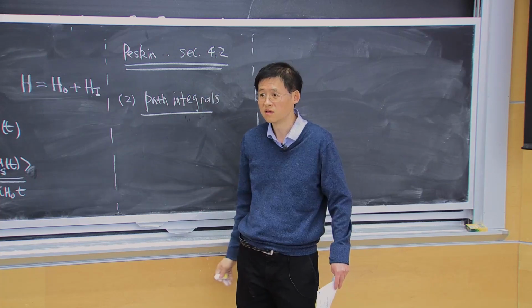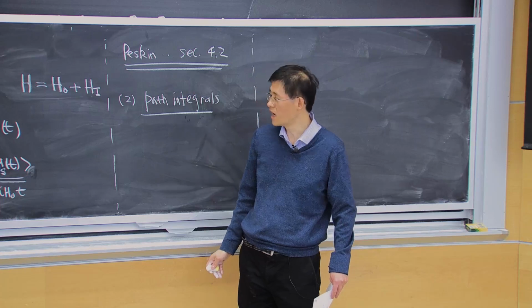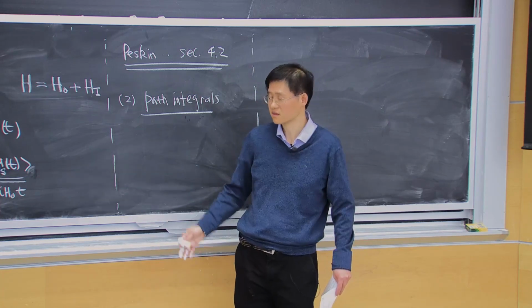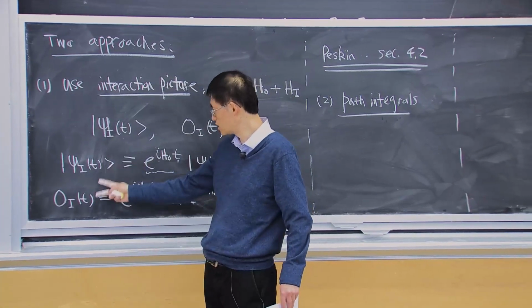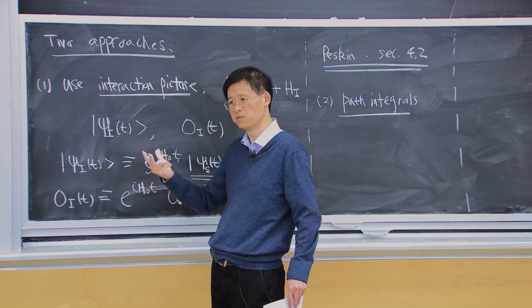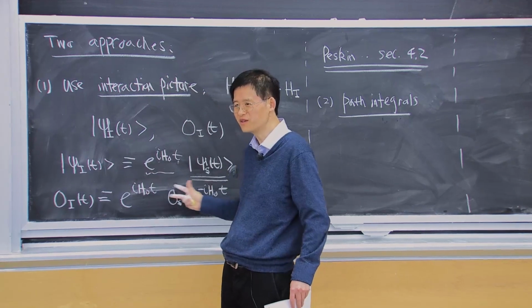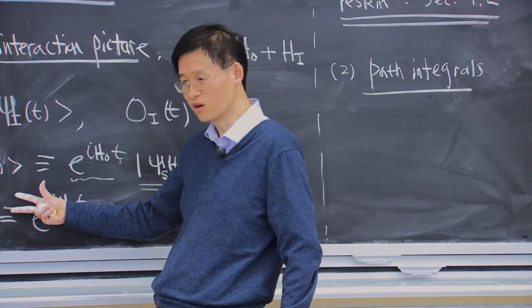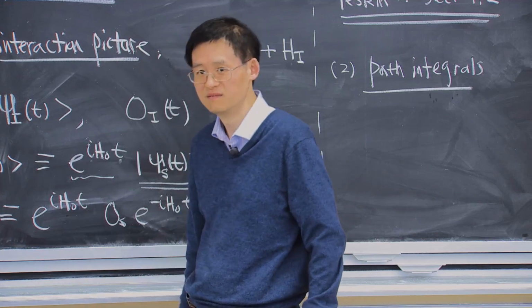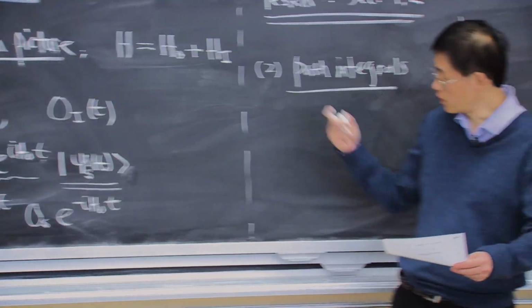Yes, you have a question? In the interaction picture, why do both the state and the operator evolve according to H naught? Shouldn't the state go according to the interaction? Just by design. I just define them this way. It turns out the quantities defined this way are actually convenient for doing perturbation theory. So that's why I say there's a little bit of magic here. You have to introduce these kinds of unintuitive quantities, which turn out to be quite simple when you do perturbation theory. Okay, good. Any questions on this?